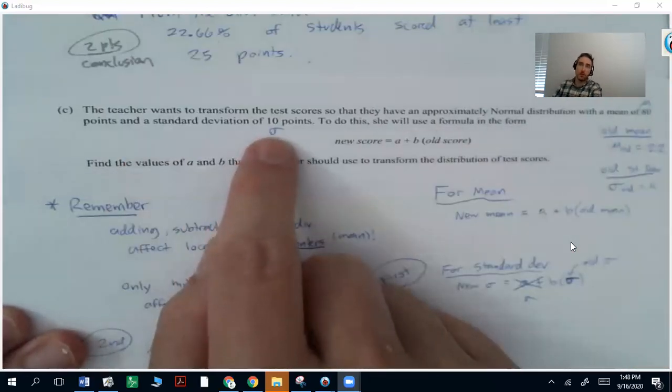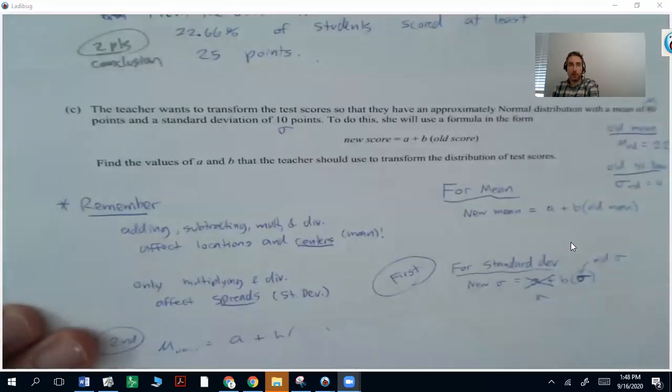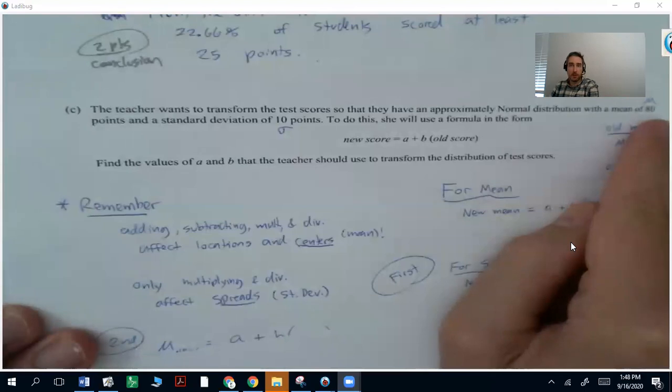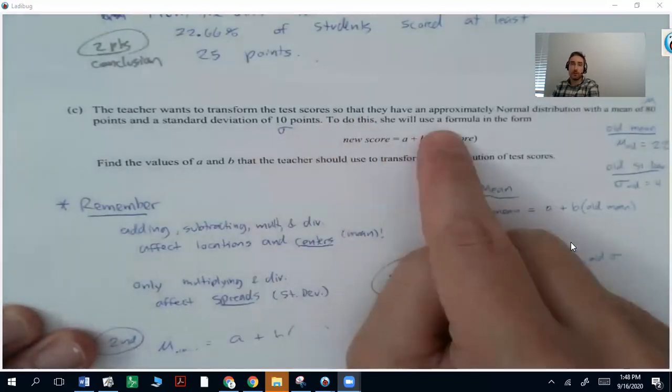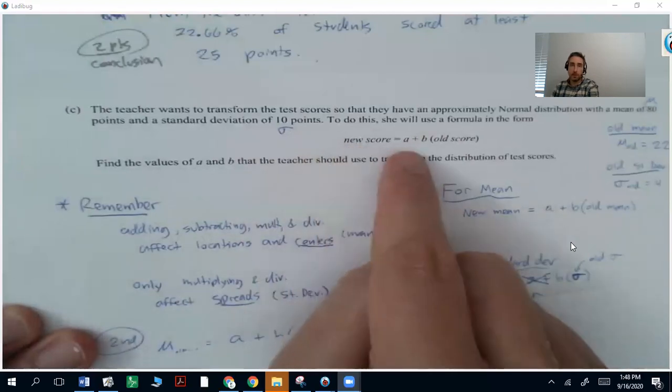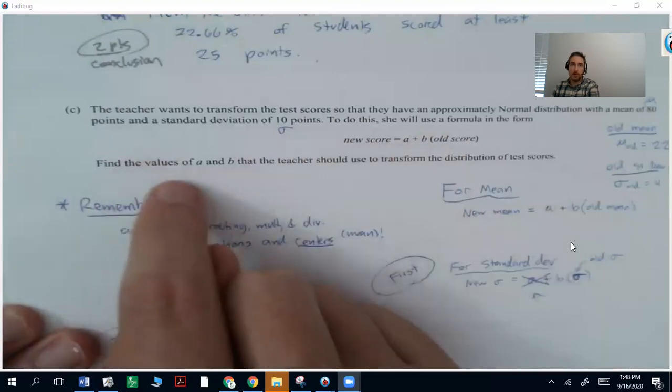Because you know in the gradebook you want to have your stuff go to 100, right? So the mean's going to be converted to 80, standard deviation is 10. To do this, she will use a formula in the form new score equals A plus B times the old score. We want to find the values of A and B.